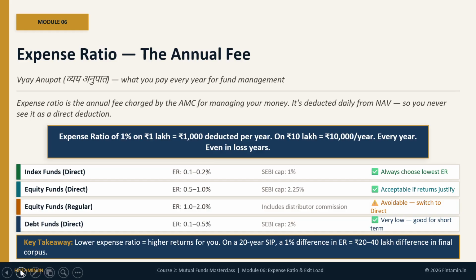Here is the maths. On a 10 lakh rupee investment, an expense ratio of 1% costs you 10,000 rupees per year. Every year, even in loss years. Over 20 years, that is 2 lakh rupees in fees before accounting for the lost compounding on that money. Always check the expense ratio before investing. SEBI has capped it at 2.25% for equity funds. Any fund charging more than 1% in direct plans is expensive.